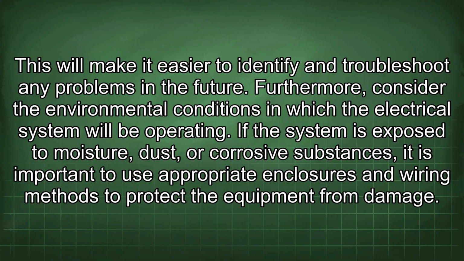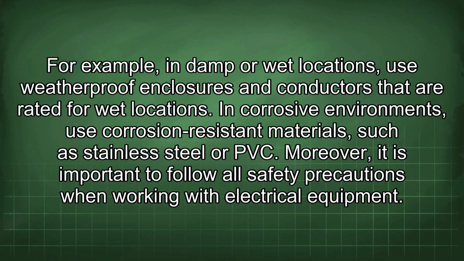Furthermore, consider the environmental conditions in which the electrical system will be operating. If the system is exposed to moisture, dust, or corrosive substances, it is important to use appropriate enclosures and wiring methods to protect the equipment from damage. For example, in damp or wet locations, use weatherproof enclosures and conductors that are rated for wet locations. In corrosive environments, use corrosion-resistant materials, such as stainless steel or PVC.